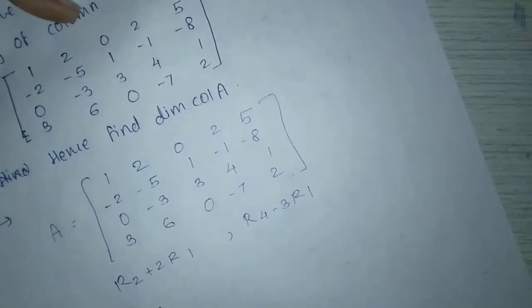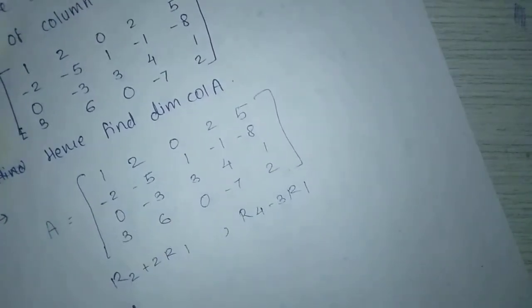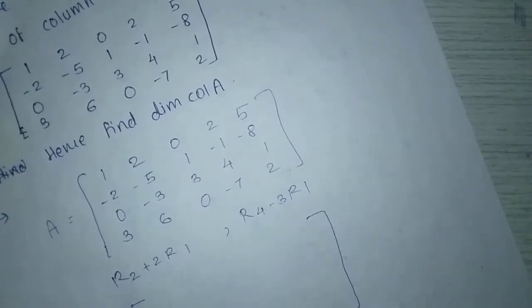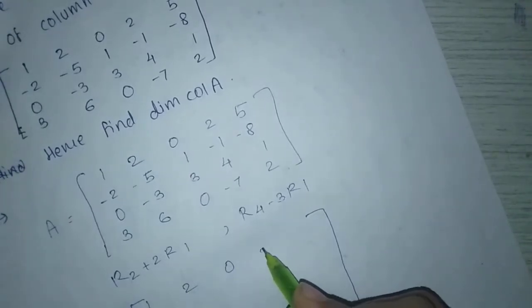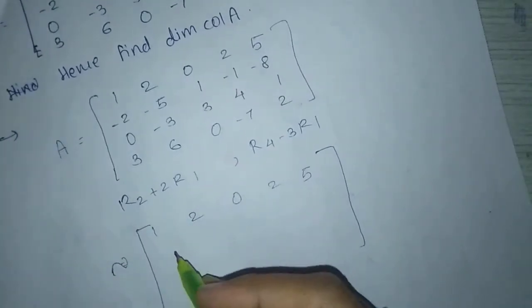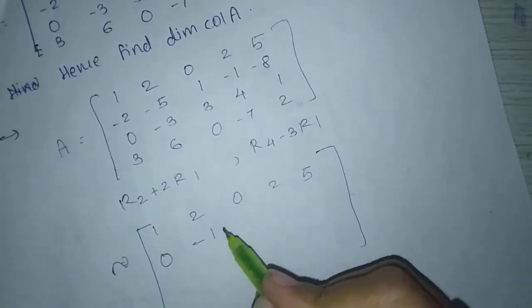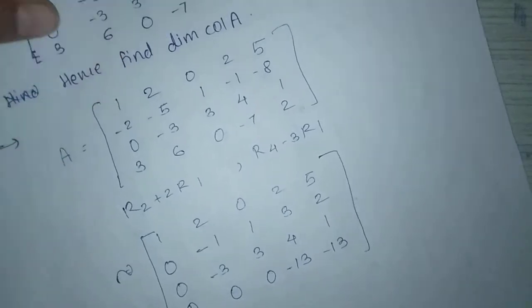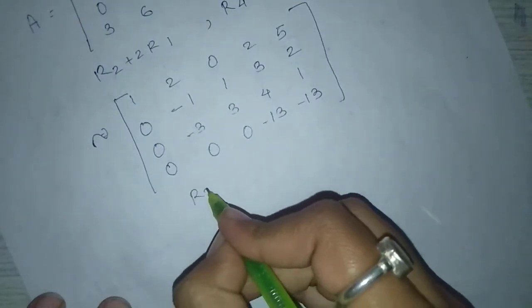First and third row as it is, we get 1, 2, 0, 2, 5. Second row becomes 0, minus 1, 1, 3, 2. Third row as it is. Last row becomes 0, 0, 0, minus 13, minus 13. Next row operation is R3 minus 3R2. Only changes take place in third row.